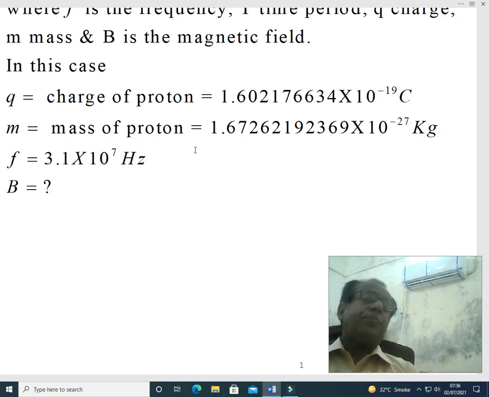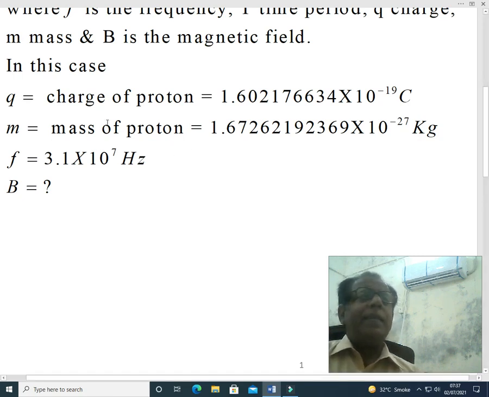m is equal to the mass of proton, which is again a constant. These two constants can be seen from any table of physical constants. m, the mass of proton, is equal to 1.6726219239 × 10^-27 kg.